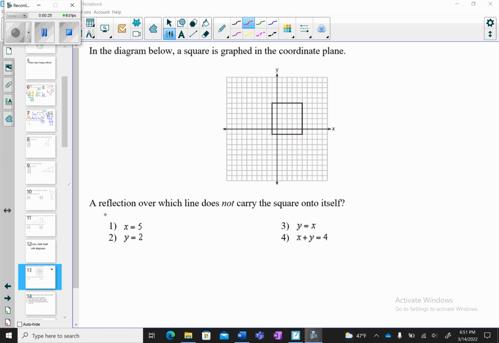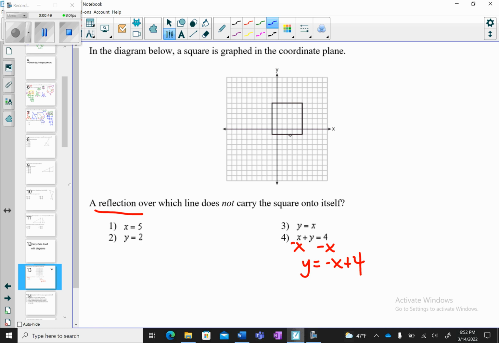So all of these answer choices are reflections. If you look at the answer choices, x plus y is equal to 4. That's not in y equals mx plus b form, so let's subtract x from both sides. Now let's look at our answer choices. The first one, choice 1, is x is equal to 5.